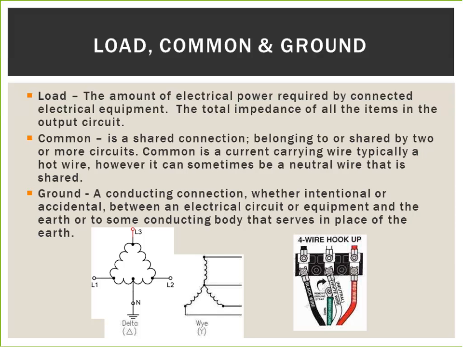Facilities members should be careful with their use of the terms common and neutral because they can often be misrepresented by electricians. In a Y or delta transformer, there are 4 wires: 3 hot wires and 1 middle wire called the common wire or neutral wire, or sometimes it is grounded and called ground. When you connect between 2 hot wires, you get 220 volts. If you connect between the common and a hot wire, you get 110 volts. A ground is a conducting connection, whether intentional or accidental, between an electrical circuit or equipment and the earth or to some conducting body that serves in place of the earth.